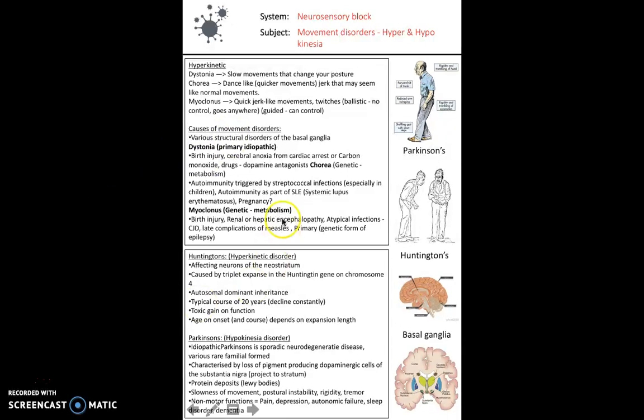Focusing on the bottom half of the slide here, it affects neurons of the neostriatum, and it's caused by triplet expansions in the Huntington gene, which is on chromosome 4. It's inherited in an autosomal dominant manner, and therefore you've got a 50% chance of inheriting this condition from your parent if they're a sufferer. Normally the patient does deteriorate over a period of time, so 20 years is a typical course of deterioration. And the age of onset is truly affected by the expansion length.